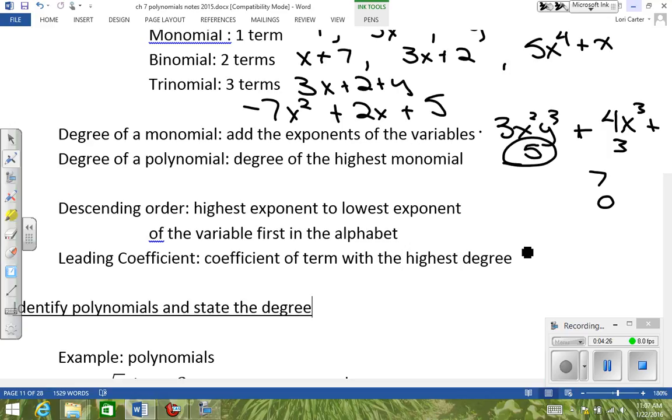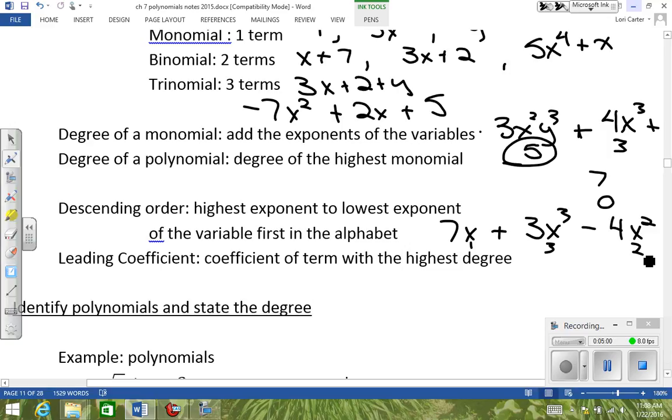Descending, we're going down. So, if I gave you 7x plus 3x cubed minus 4x squared. Everybody there? What's the degree of 7x? 1. What's the degree of 3x cubed? 3. Degree of negative 4x squared? 2. Everybody good so far?